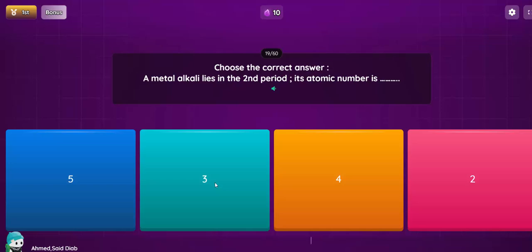Question: choose the correct answer. A metal alkali lies in the second period, its atomic number is: Option 1: 5. Option 2: 3. Option 3: 4. Option 4: 2.